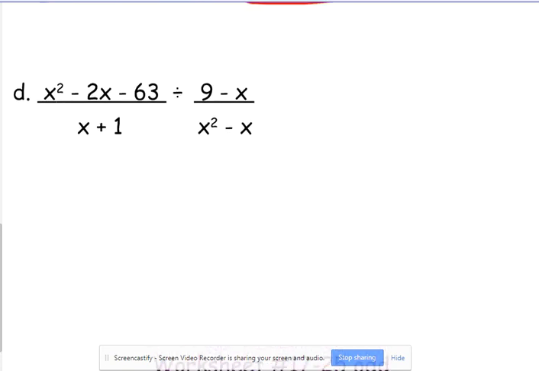Yeah. Okay, one more. X squared minus 2x minus 63 over x plus 1 divided by 9 minus x over x squared minus 1.